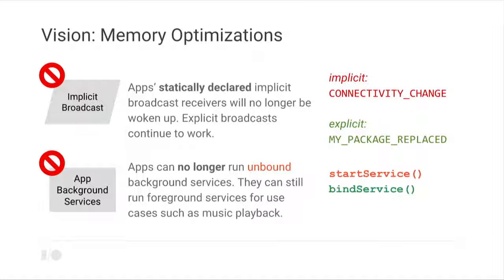So what we envision here is that applications' statically declared implicit broadcast receivers would no longer get woken up, right? Runtime declared receivers would continue to work. Explicit broadcast receivers would continue to work, both declared statically or at runtime. But the statically declared implicit broadcast receivers would be the ones that are specifically affected. Second, for background services, we envision that apps are no longer running background services or dependent on that for any kind of background execution. Now, I said background execution is important, and for that, we want developers to use job scheduler jobs. Now, foreground services will still continue to work, so Ashish, your music will still continue to play.